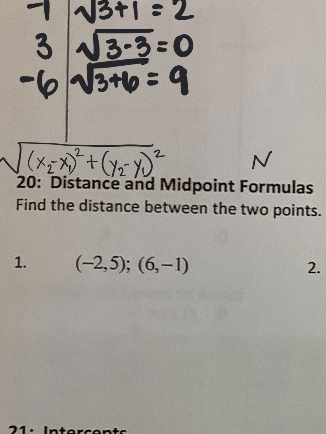And then to find the midpoint, that's asking you for the middle between the 2 ordered pair points. It also is an ordered pair point. You do x1 plus x2 over 2, so you're halving it. And then y1 plus y2 over 2.